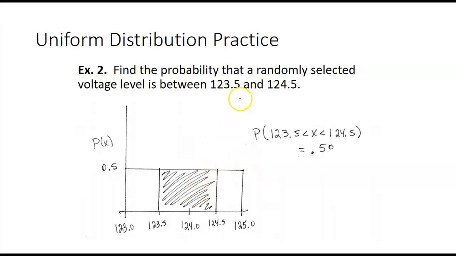Okay, here we're looking at between 123.5 and 124.5. So if I'm going to find the area of this shaded region here, its width is 1 unit because each of these marks is a 1/2 a unit, so 1 unit, and the height is 0.5. So that's where I get this 0.50.